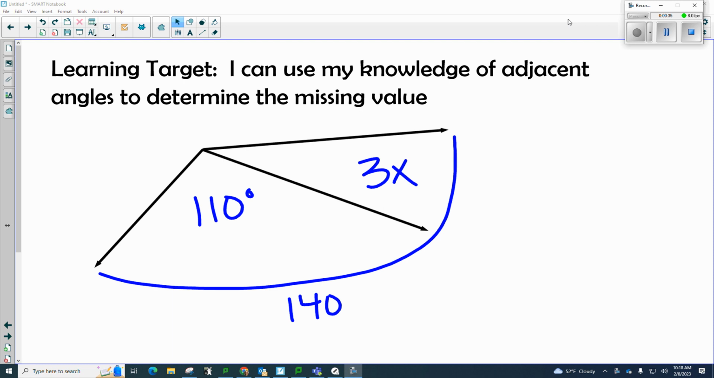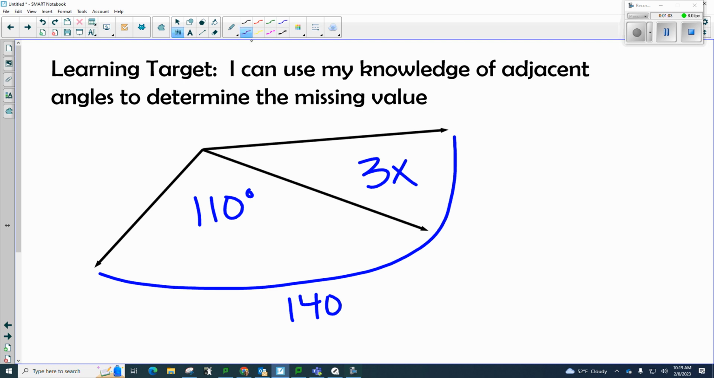So remember, when we have adjacent angles, we know that this smaller angle plus this smaller angle should add up to 140 degrees. Okay, the whole angle. So we know that whole measurement. Okay, so how could we figure out the measure of this angle over here, knowing these three things?